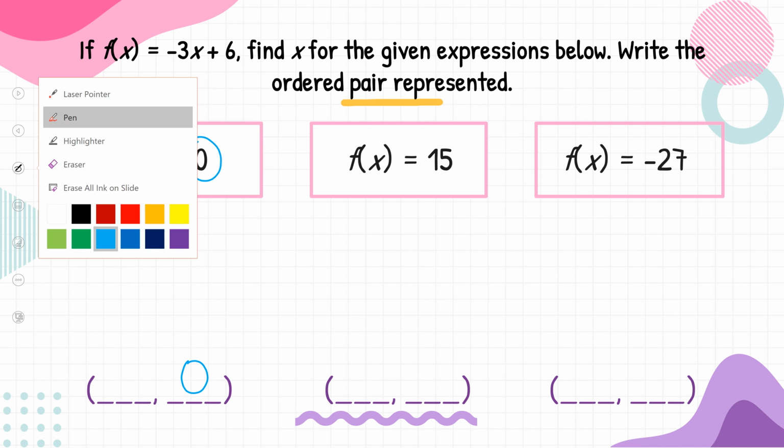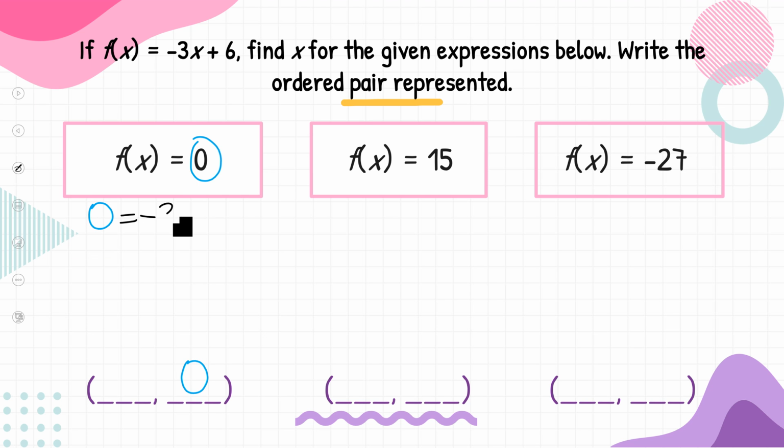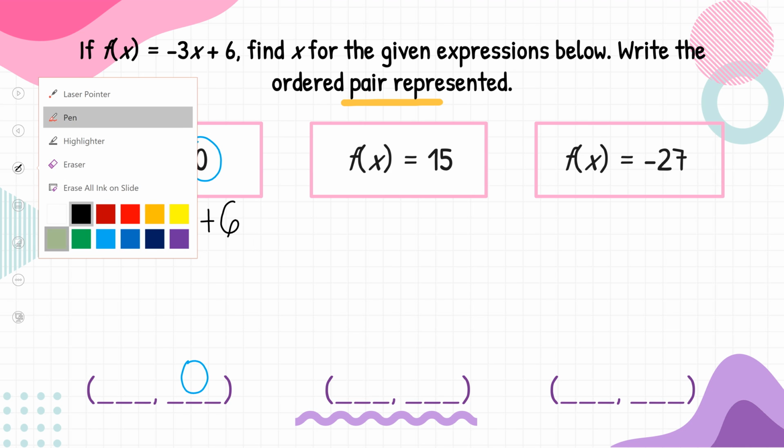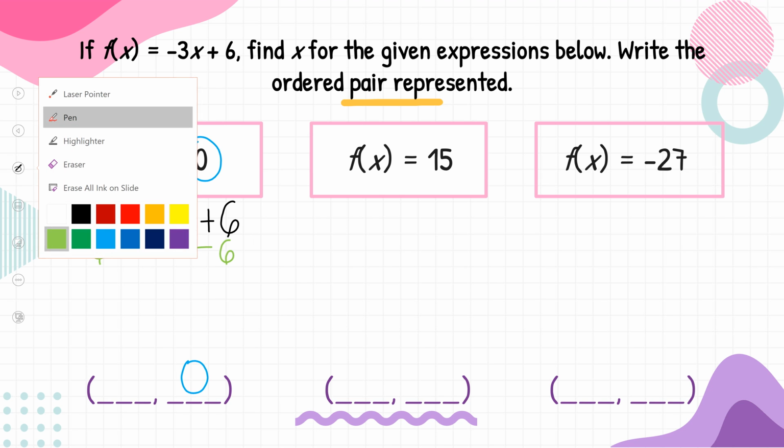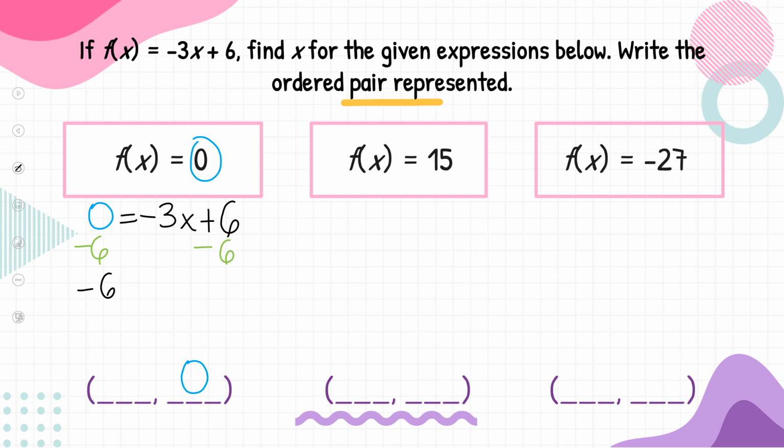So I'm going to say that 0 is equal to negative 3x plus 6. And I'm going to solve for x. I'm going to do the subtraction property of equality to isolate my variable term. I now have negative 6 equals negative 3x. And I'm going to do the division property of equality to isolate my variable to get that x is equal to positive 2. So when our function of x equals 0, we're going to be at the point 2, 0.